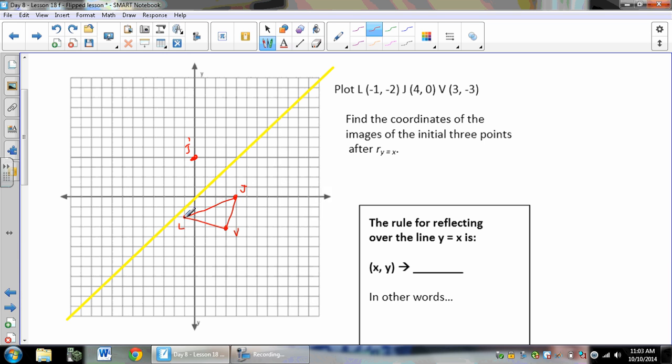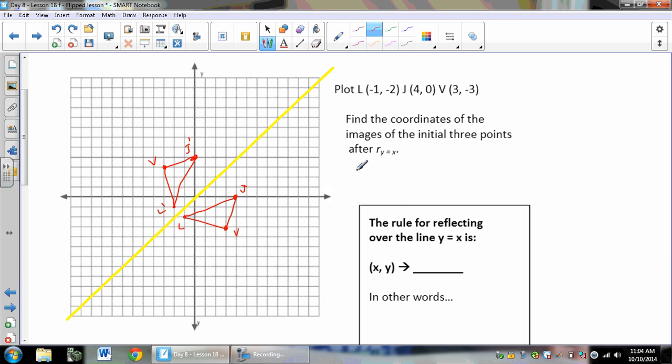L goes through half a diagonal, so then I go through another half diagonal. And V goes through 1, 2, 3 diagonals, 1, 2, 3 diagonals. There's V right there. Did I do that correctly? 1, 2, 3, 1, 2, 3. Yep. And now here's L, J, V up there. Now I need my coordinates.